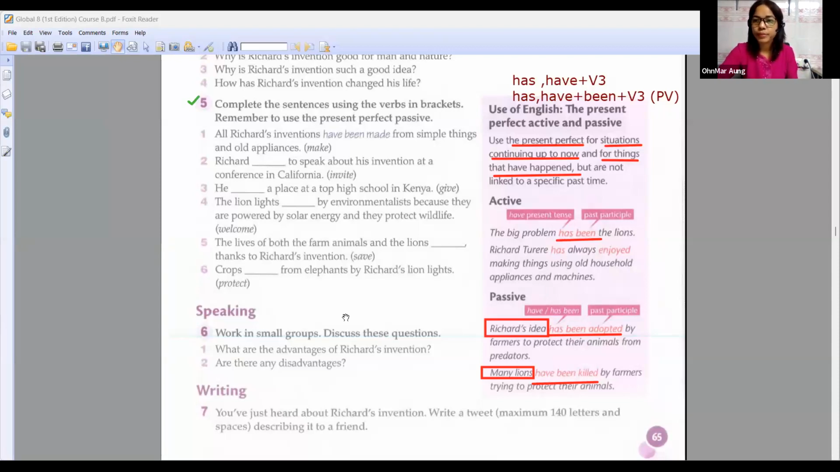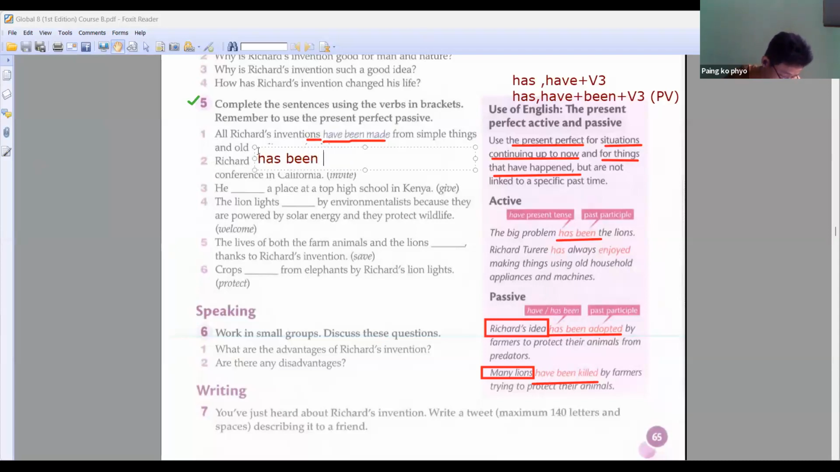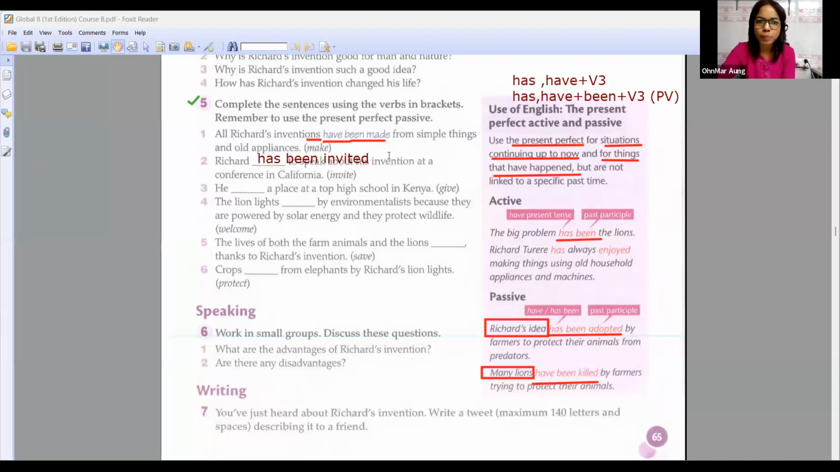Can I check? Yes. I hope you read number 1 and 2. All Richard's inventions have been made from simple things and old appliances. So, inventions, plural, have been made. How about number 2? Your answer, please, quickly. Richard has been invited to speak about his invention at a conference in California. Yes, correct. Has been invited.